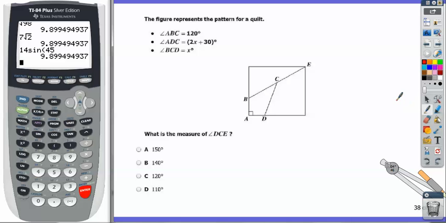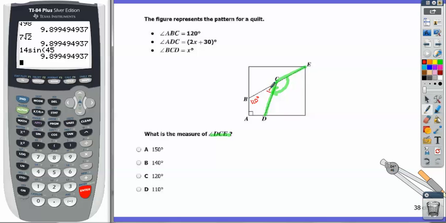Next, now this is a little bit off, but I want to actually highlight what I'm looking for. DCE, to go from D to C to E. So that's an obtuse angle, which is good because they're all obtuse. So let's see what I can do here. Oh wait, let's see what else they're giving me. ABC, they're giving me this one to be, I'm going to fill it in, 120.